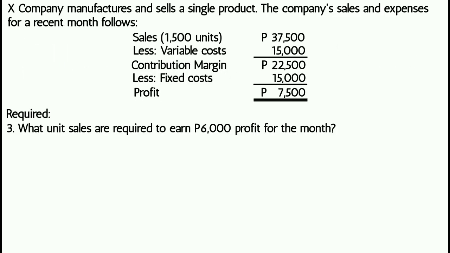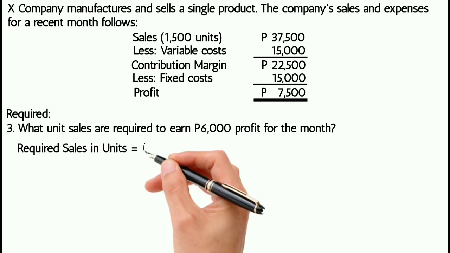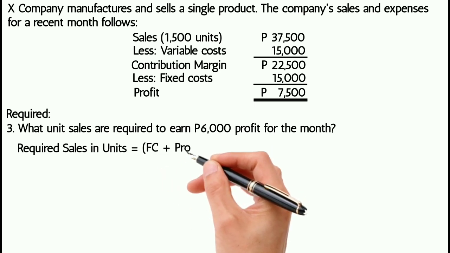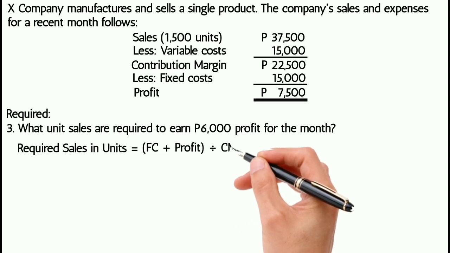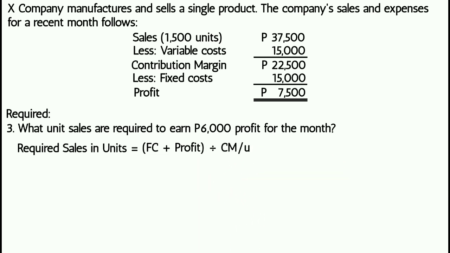Next, requirement number 3. What unit sales are required to earn 6,000 pesos profit for the month? Ilang units yung dapat na mabenta para makapag-earn si X company ng 6,000 pesos profit for the month? Therefore, ang hinahanap dito sa problem or sa requirement number 3 ay required sales in units with desired profit. And the formula for that is fixed cost plus profit divided by contribution margin per unit.